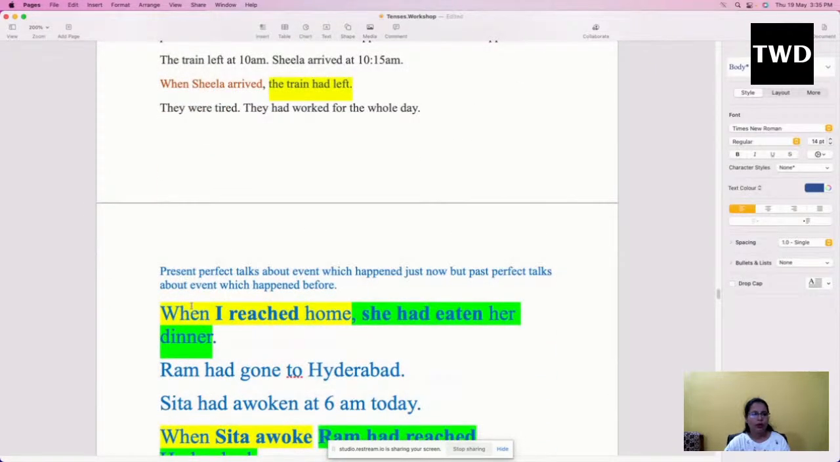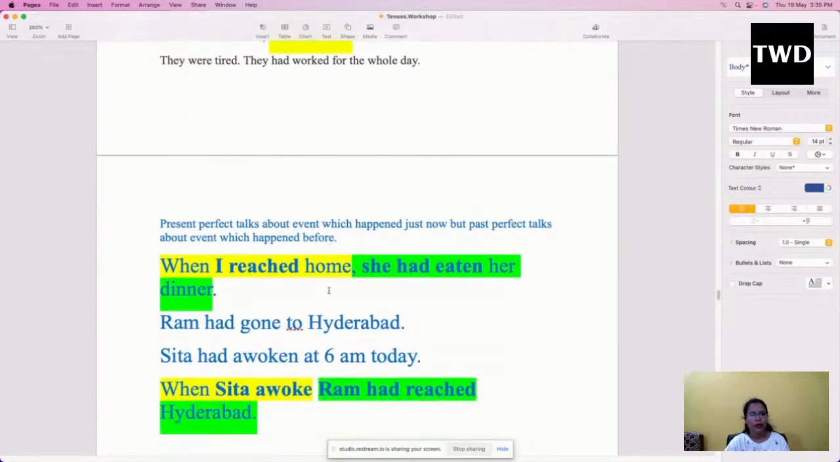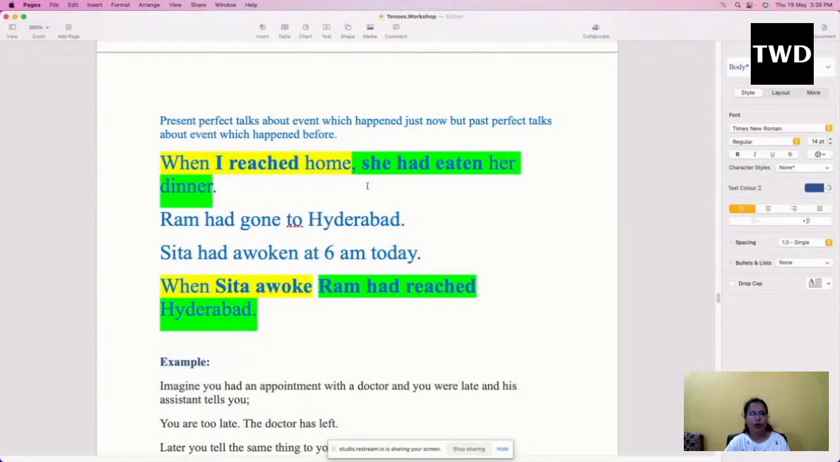Okay, so present perfect tense talks about an event which happened just now, but past perfect talks about an event which happened before. For example, when I reached home, she had eaten her dinner. So the moment when I reached home, she had already finished having her dinner.